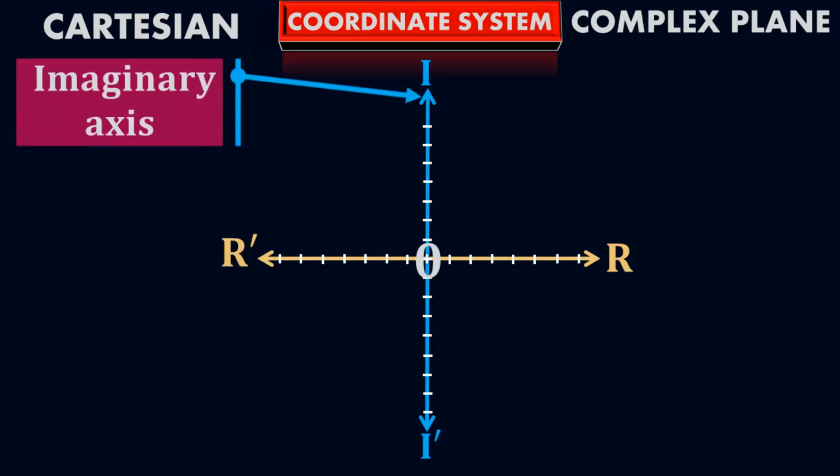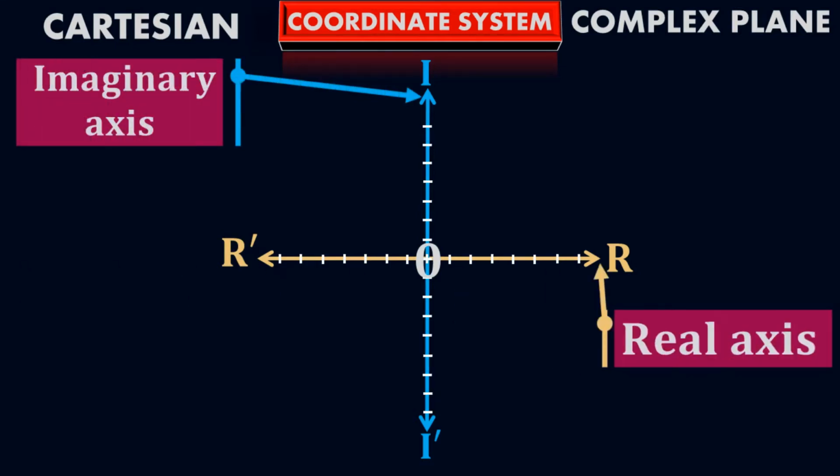This vertical blue line is the imaginary axis. This horizontal light gray line is the real axis.